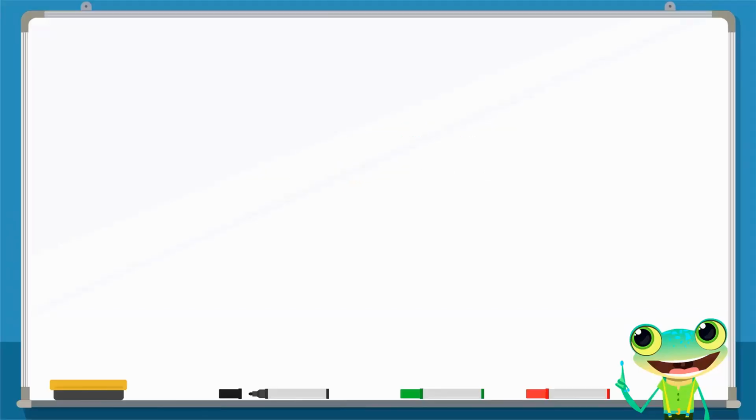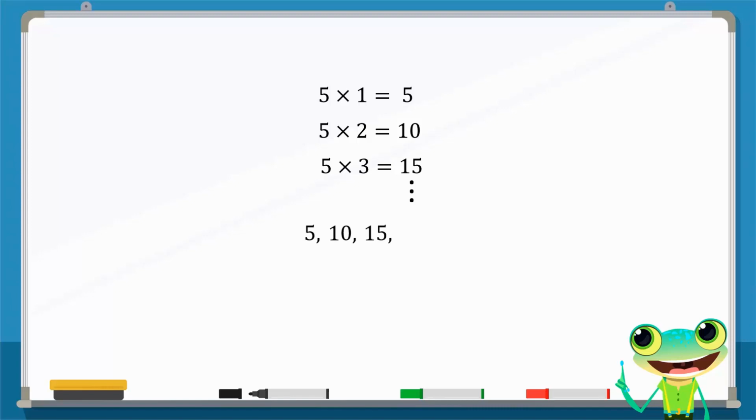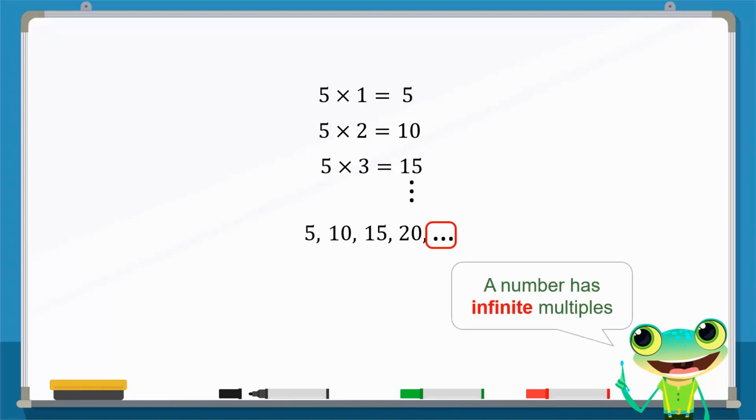Let's take number 5. 5 times 1 is 5. 5 times 2 is 10. 5 times 3 is 15, and so on. So the multiples of 5 are 5, 10, 15, 20, and so on. The dots show that the list of multiples of a number is infinite.